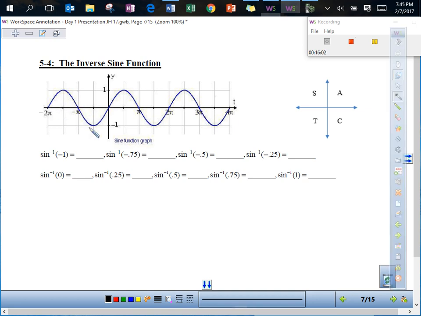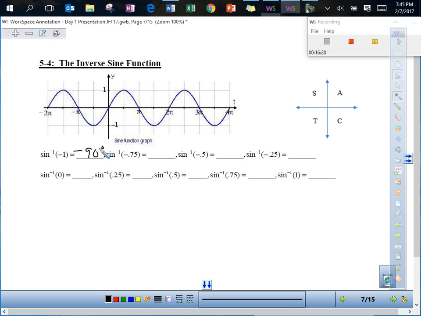Okay, guys, I'd like to do the same thing I did a second ago. Here's the sine graph. Notice that once again, it is not continuous. I mean, it is continuous, but it's not one-to-one. So guys, I went ahead and filled these out for us. I found those a while ago. So if you would, put those in.